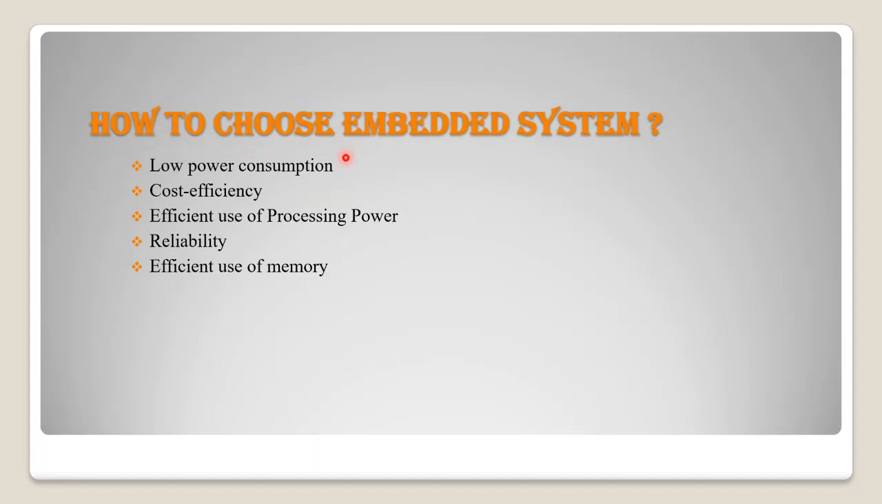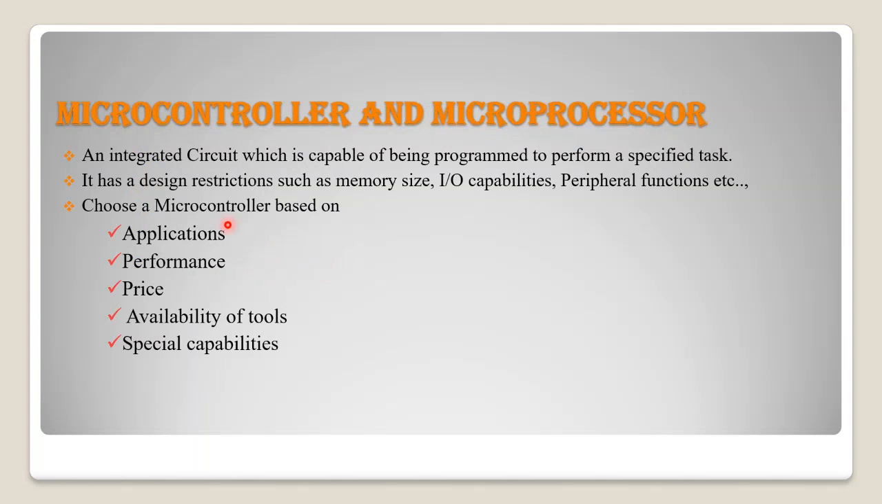Why use embedded systems: low power consumption, cost efficiency, efficient use of processing power, reliability, efficient use of memory. Microcontroller and microprocessor: an integrated circuit which is capable of being programmed to perform a specified task. It has design restrictions such as memory size, input output capabilities, peripheral functions, etc. Choose a microcontroller based on applications, performance, price, availability of tools, special capabilities.